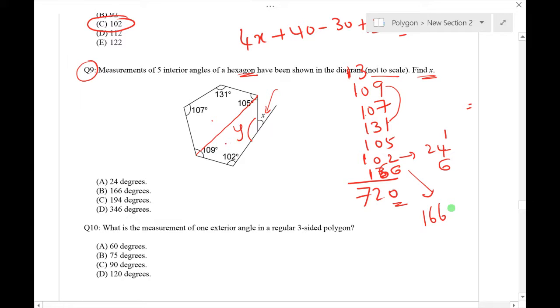So which means that you can easily figure out what is y by not necessarily adding all these and then subtracting from 720 and so on. As you do that, you can just figure out what will be the number that will make this addition become 720. And so the value of y is 166.